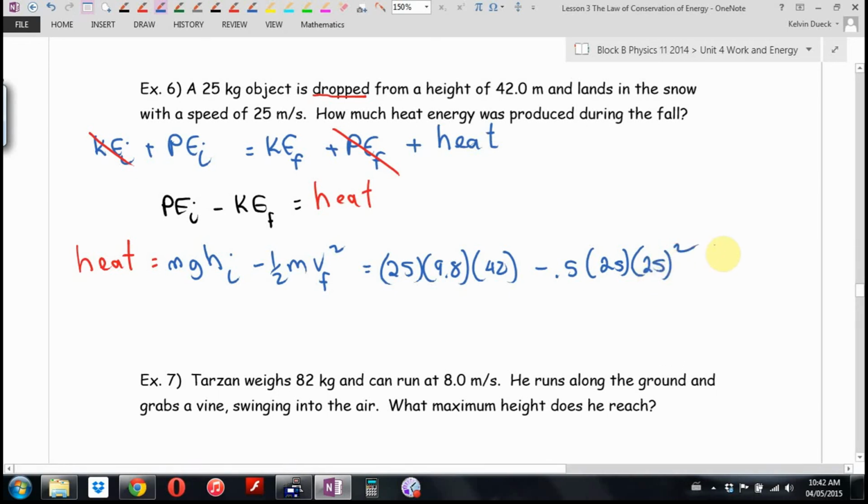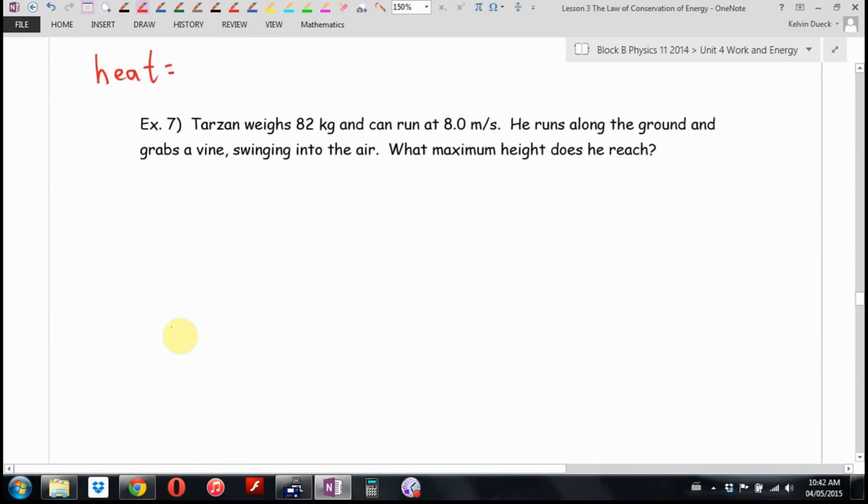And I've already decided next year I'm not going to use 25 for the mass and the speed. That's confusing. I'll change this next year. Anyways. How many joules of heat? I think, is Tarzan the last one? Yep. Okay. Good.